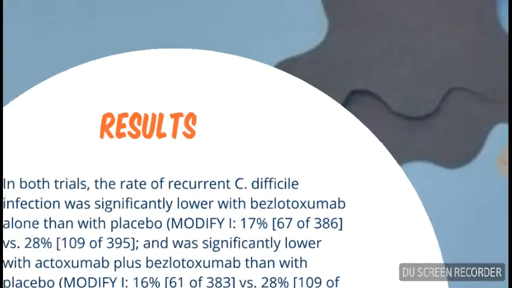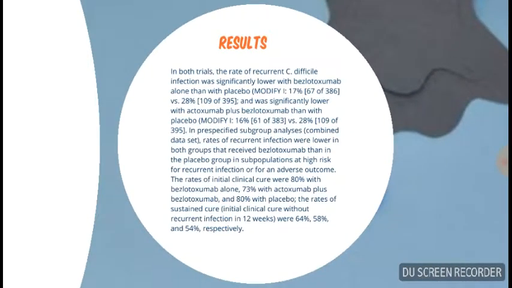Results: in both trials, the rate of recurrent Clostridium difficile infection was significantly lower with Bezlotozumab alone than with placebo, and was significantly lower with Actoxumab plus Bezlotozumab than with placebo. In a prespecified subgroup analysis, the rates of recurrent infection were lower in both groups that received Bezlotozumab than in the placebo group, including subpopulations at high risk of recurrent infection. The rates of initial clinical cure were 80% with Bezlotozumab alone and 73% with placebo. The rates of sustained cure were 64%, 58%, and 54% respectively.